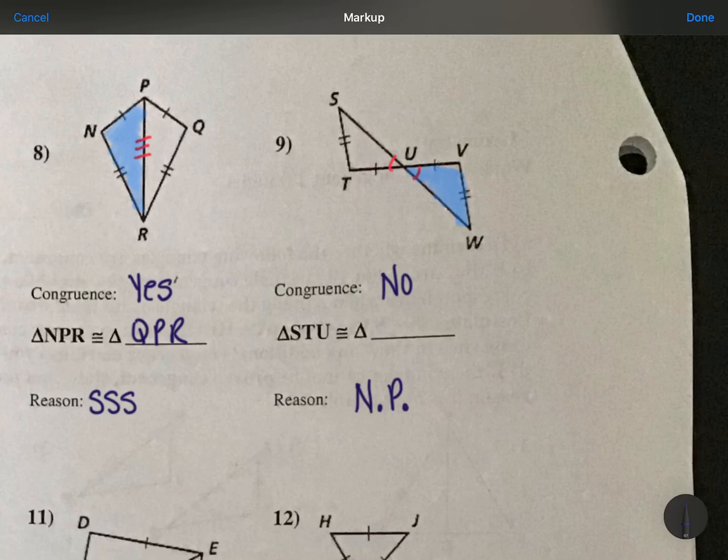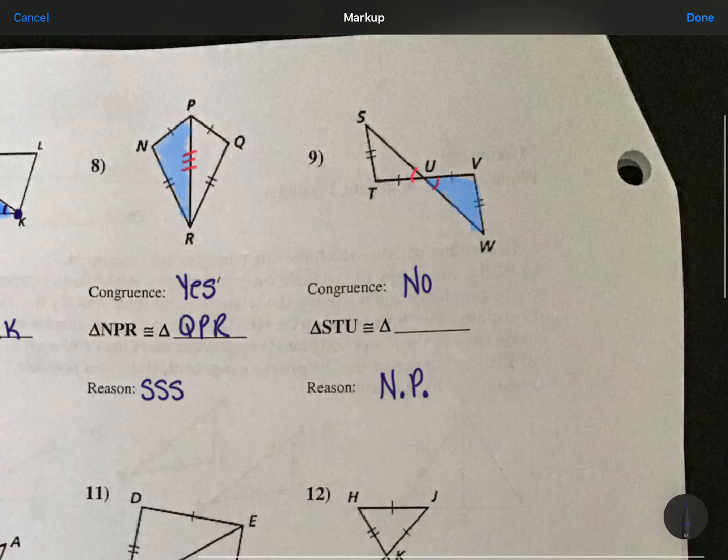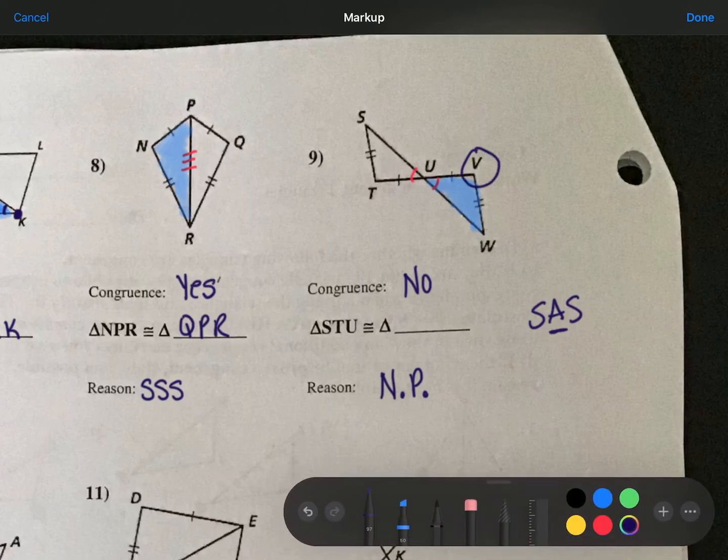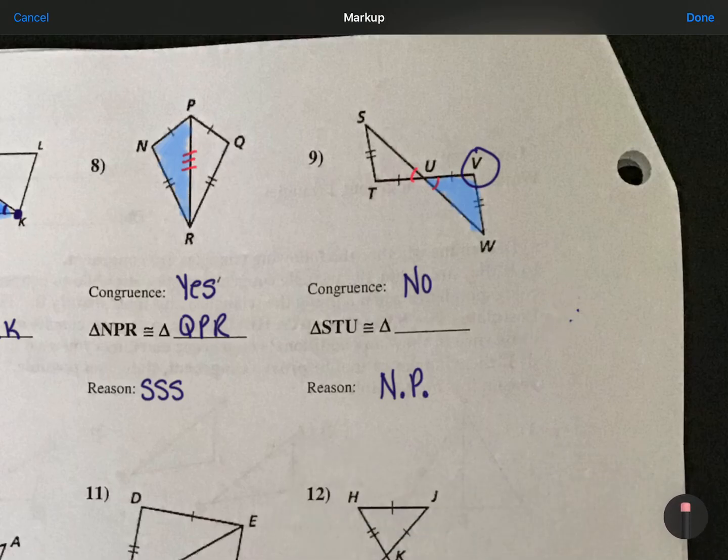So be careful there. You got a non-included side, and some students will go, well, can I use side, angle, side? My question is that angle between the 2 sides marked? Is that an included angle? And the answer there is no. So that's why we can't use side, angle, side.